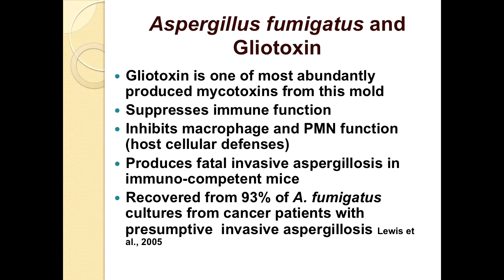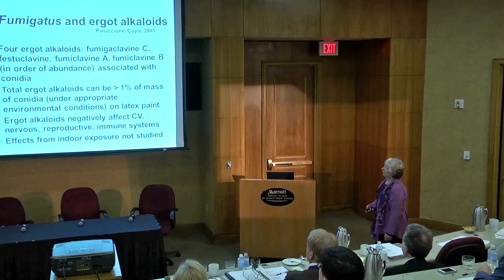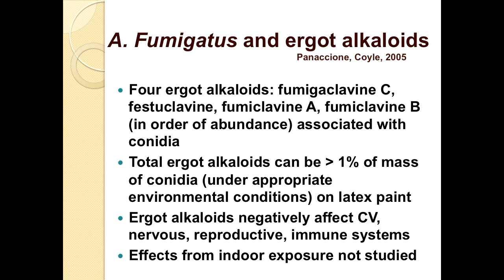All right. A. fumigatus also produces ergot alkaloids, and those of us who are migraine sufferers are thankful for ergot alkaloids, but generally we are not, because it has many effects on the nervous system that are not so favorable. So ergot alkaloids negatively affect cerebrovascular, nervous, reproductive, and immune systems. The effects from indoor exposure to gliotoxin have not been studied.